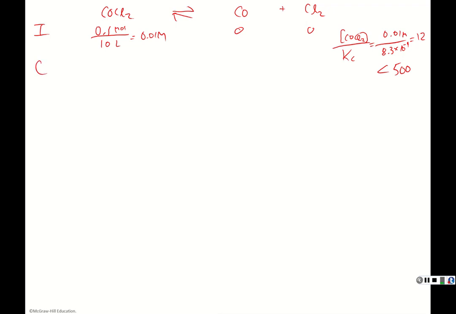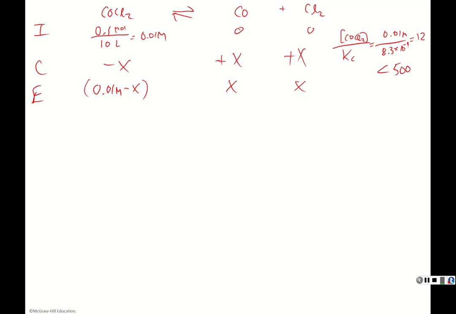Okay, so change, again, we're going to lose reactants, gain products. So plus X here, plus X here. They're all 1-to-1 ratios, so that makes it easier. At equilibrium now, phosgene would be 0.01 molar minus X. And our products, carbon monoxide and chlorine, will be X's.